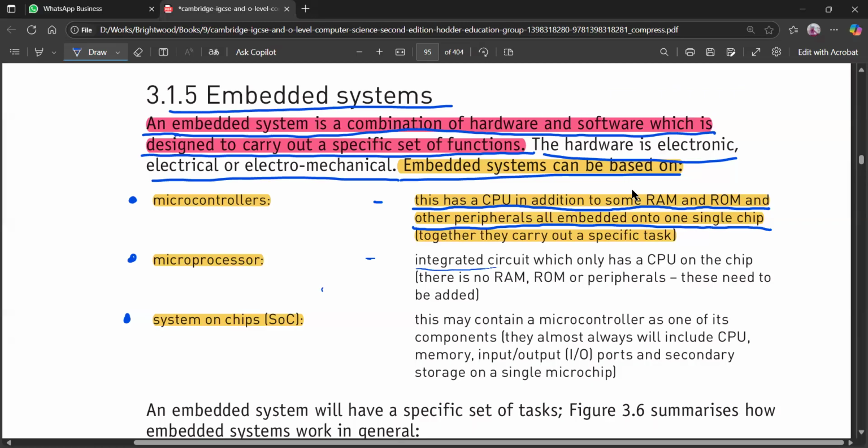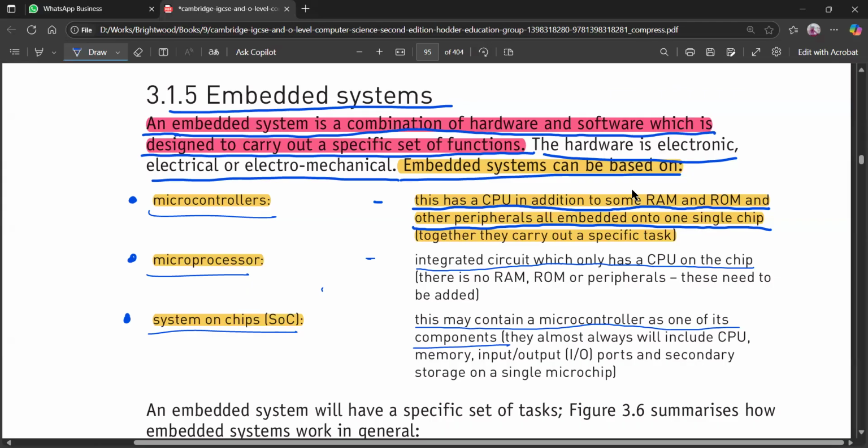A microprocessor is an integrated circuit which only has a CPU on the chip. A microcontroller has a CPU in addition to some RAM and ROM, and other peripherals are embedded into the single chip. And the other thing is system on chips. A system on a chip may contain a microcontroller as one of its components.